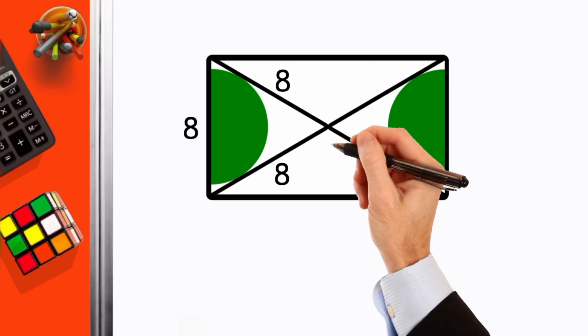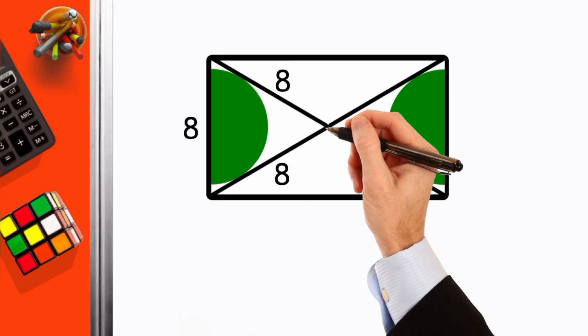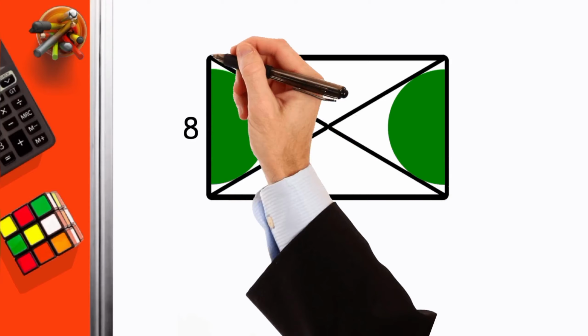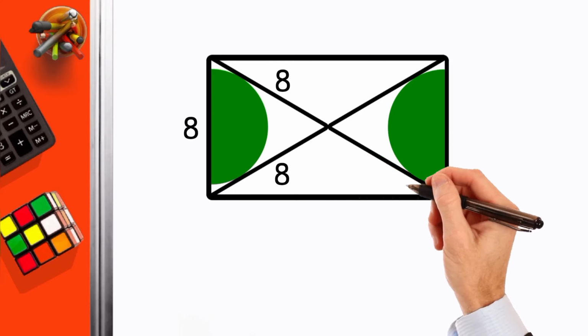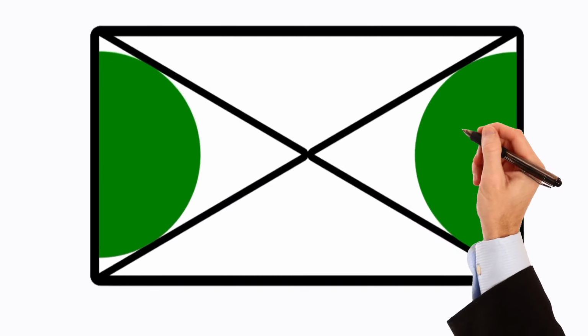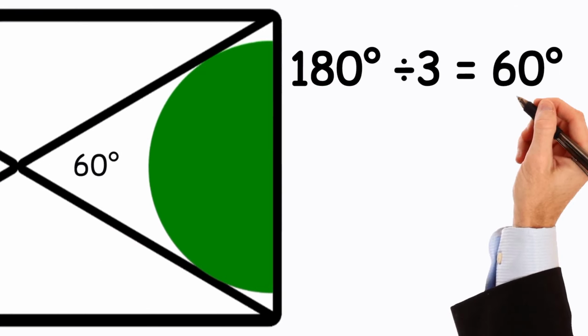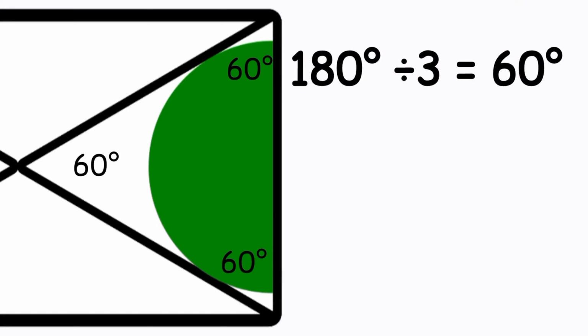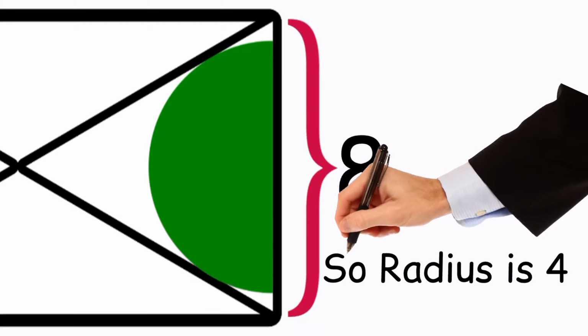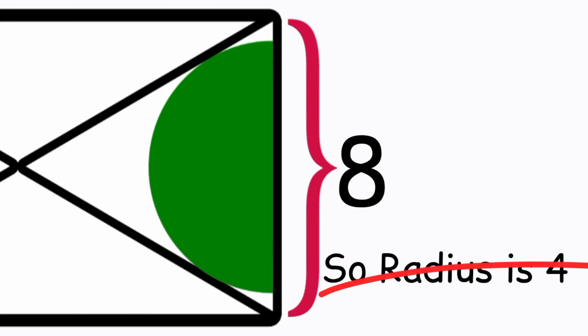Ready? Let's begin. The first thing to notice is that these diagonals create two equilateral triangles. Each triangle has a side length of 8. That means every interior angle is 60 degrees. Now look at one of the green semicircles. Many people immediately assume the radius is 4, but that's not true. We actually have to calculate it.